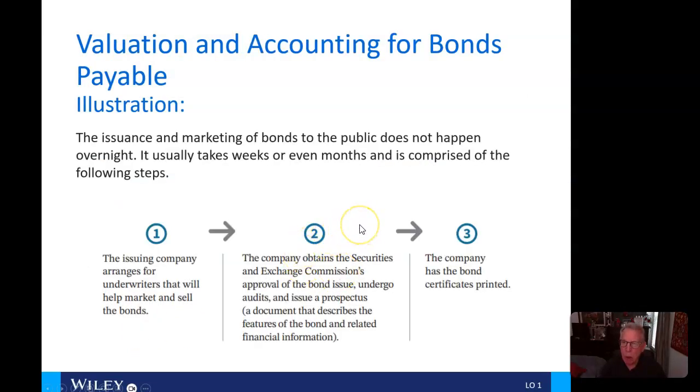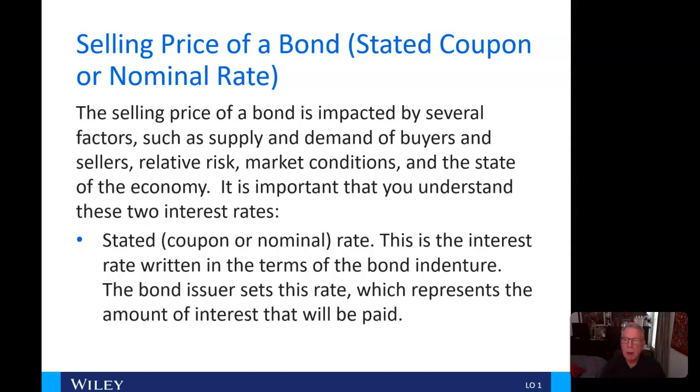Okay, valuing and accounting for bonds payable. Here, the issuance and marketing of bonds does not happen overnight. It takes several weeks and sometimes months before that can get completed. The issuing company, the corporation, arranges for underwriters that will help market and sell the bonds. My experience has been with those underwriters in New York, the large ones. The company then, under number 2 here, obtains Securities and Exchange Commission's approval on the bond issue. They undergo audits, and finally a prospectus is issued. And that's a document that describes the features of the bond and the related financial information. Then the company has the bond certificates printed, and out they go for sale.